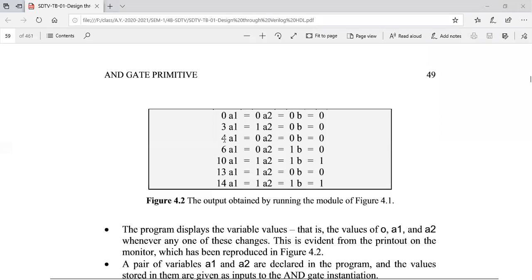At the time period of 4th second, what is the value? A1 is 0 and A2 is 0. Automatically the B value will also be 0. At the 6th second, after the execution of this time, we are asking to execute the same value for 2 seconds. After that, at the 6th second, you are giving A1 as 0 and A2 as 1 and B is also becoming 0.